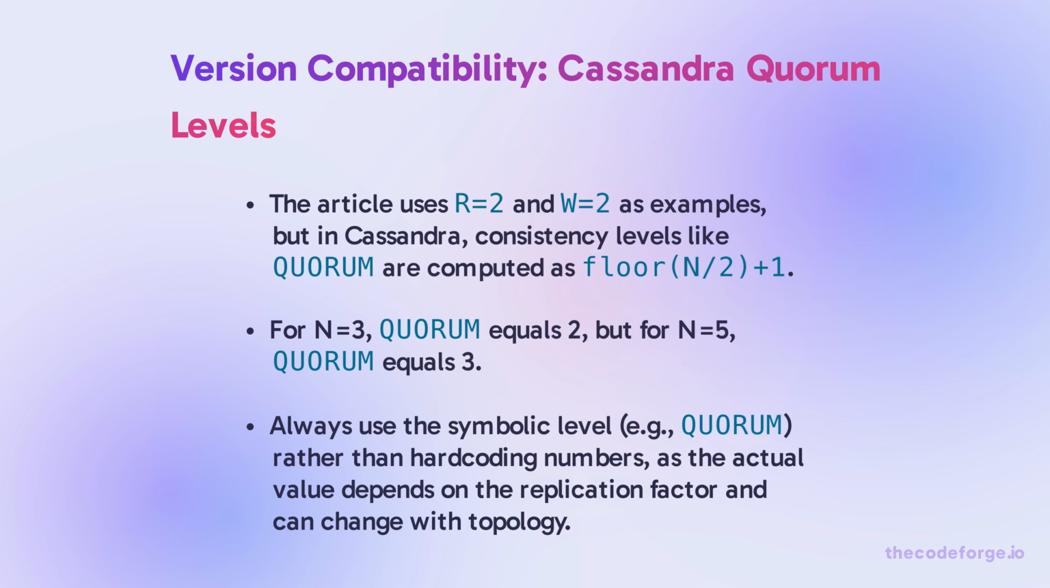The article uses R equals 2 and W equals 2 as examples, but in Cassandra, consistency levels like quorum are computed as floor of n/2 plus 1. For n equals 3, quorum equals 2, but for n equals 5, quorum equals 3. Always use the symbolic level, e.g., quorum, rather than hard-coding numbers, as the actual value depends on the replication factor and can change with topology.